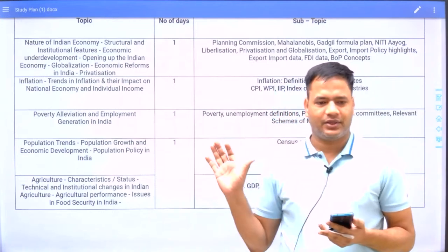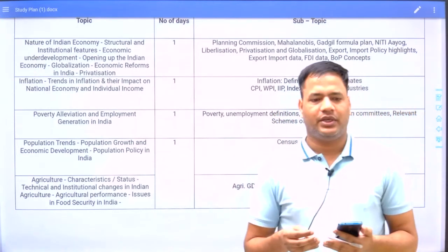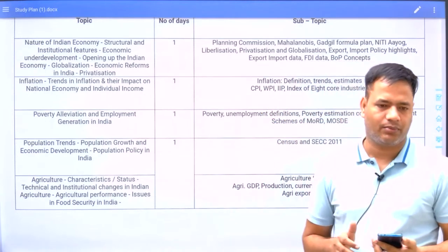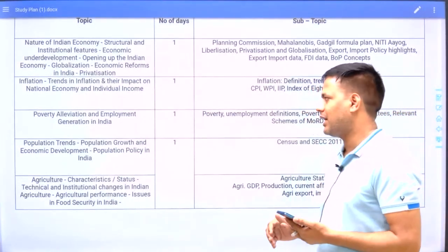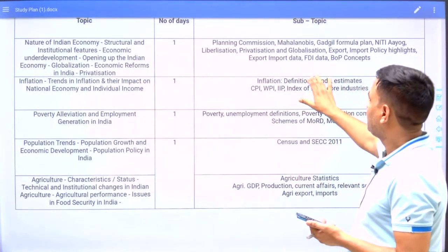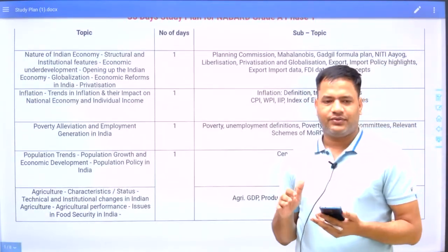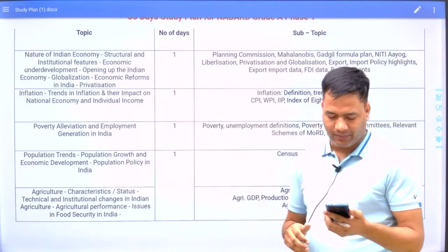For phase 1, all other static part you can skip if you want to clear this exam, because in ESI, 90 to 95% of questions will be asked from government schemes, current affairs, budget, economic survey and report section, RBI circulars. You can see the previous year paper analysis we have given, that in the static part hardly 4 to 5 questions are being asked.